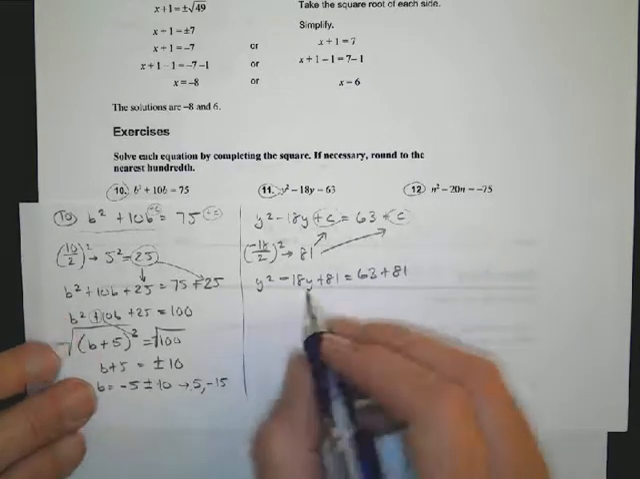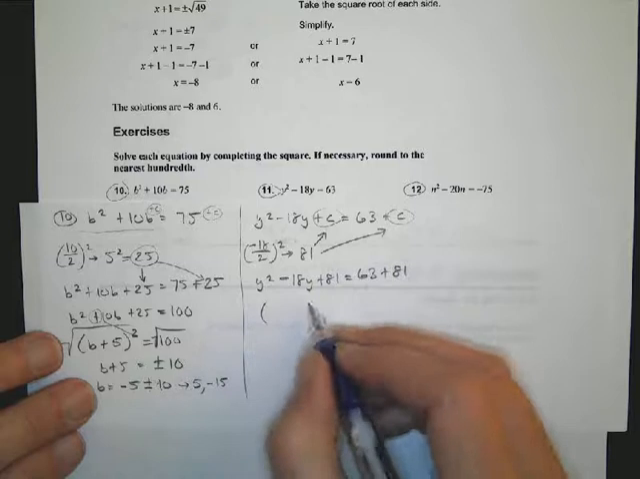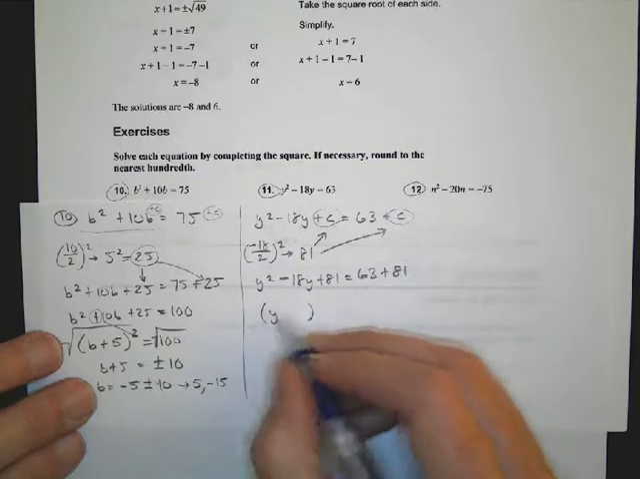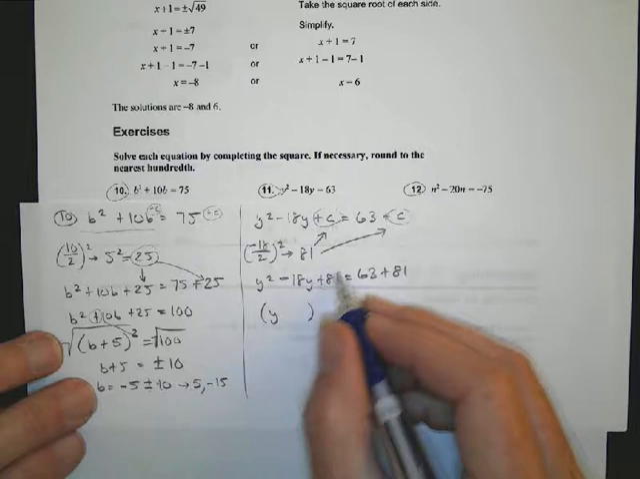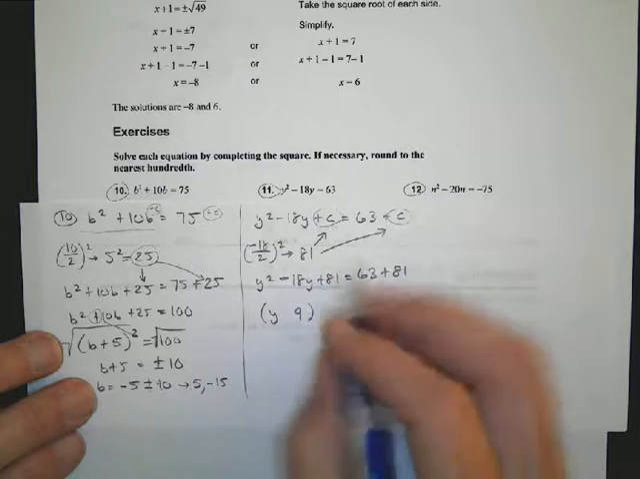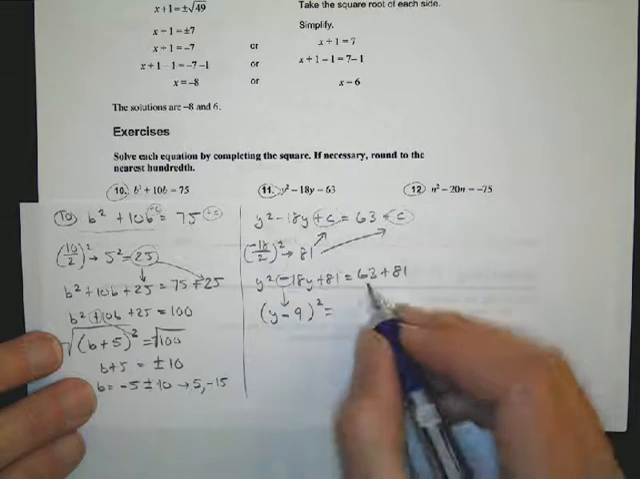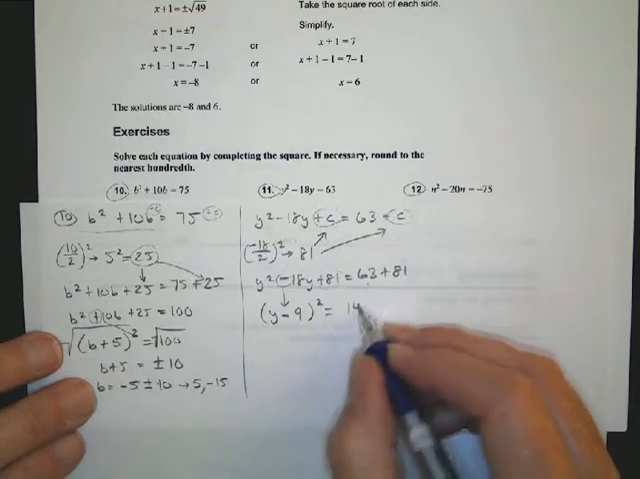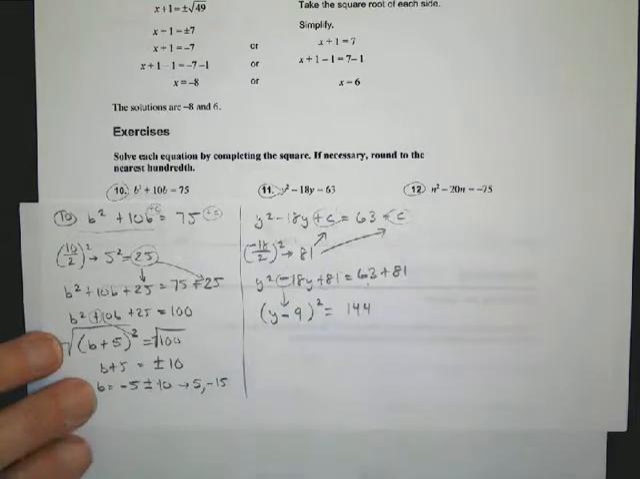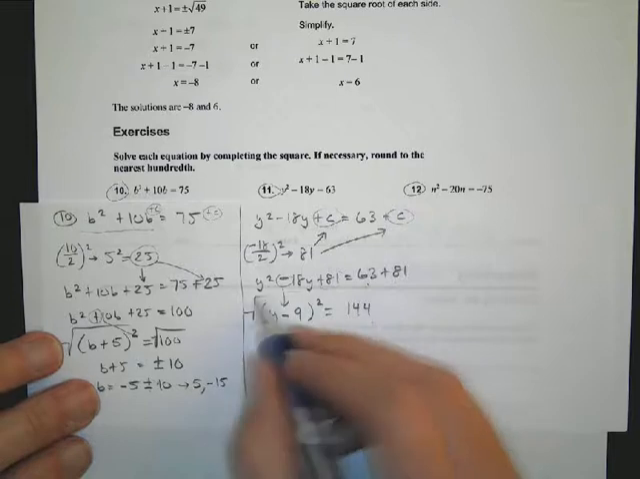Now they're giving us some nice numbers to work with, so here's what this looks like. I'm going to take the y squared and all that stuff there, and I know that's y. The number that squares to make 81 is 9. Because that's a minus, I'll make this a minus and square it. 63 plus 81 is 144. Again, they're giving you nice numbers to work with.